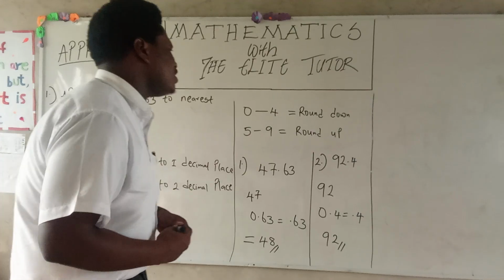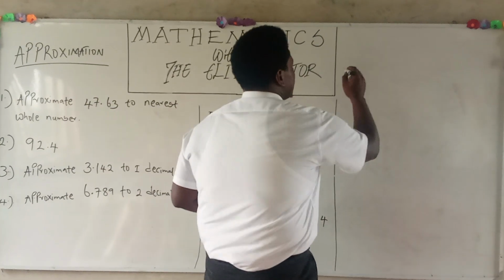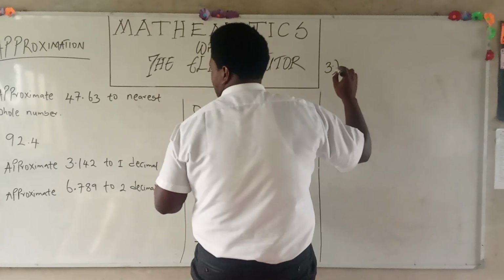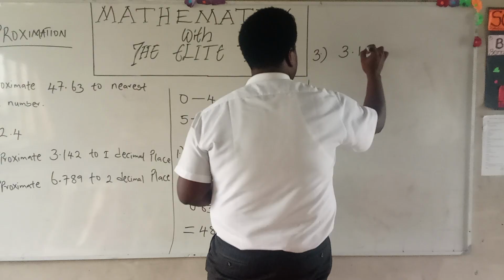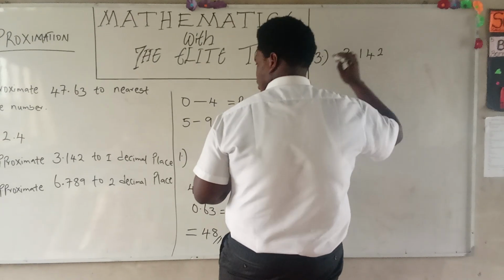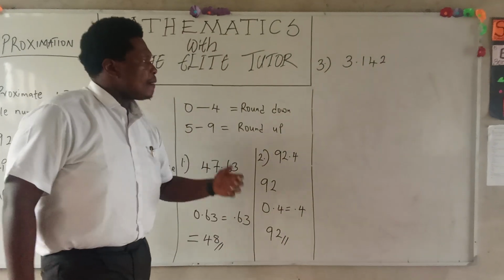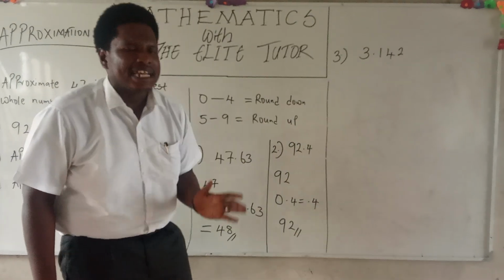Now let's look at another interesting example. Please, I want you to follow closely. Now we have example 3. Approximate 3.142 to 1 decimal place.